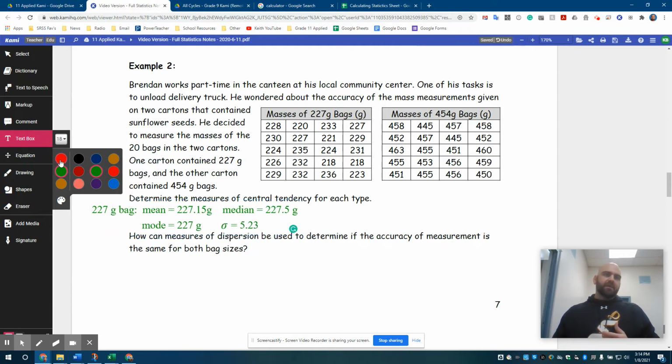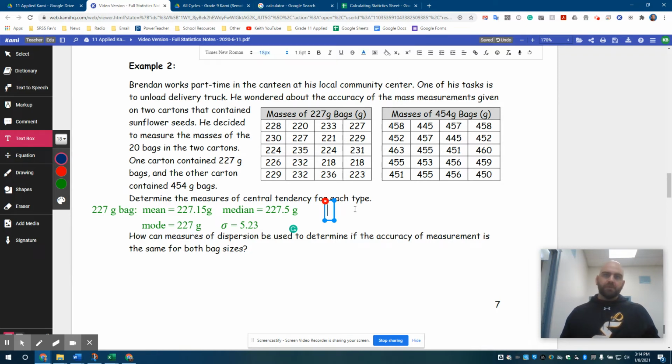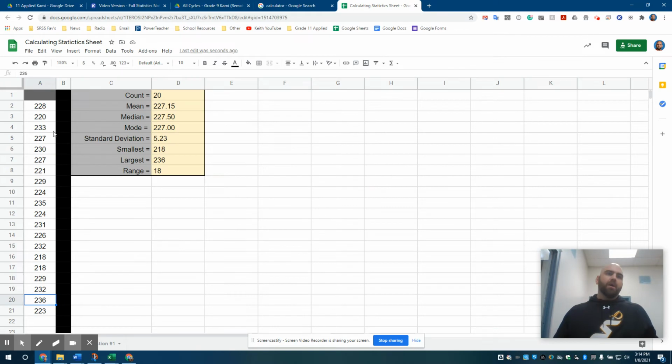And now let's do the same thing, but for the 454 gram bags. So 454 gram bag, mean, wait a minute, we need to solve for that first. All right. Okay, so we've done that.